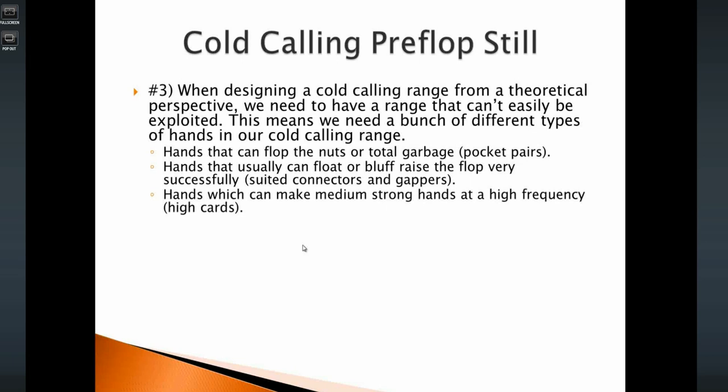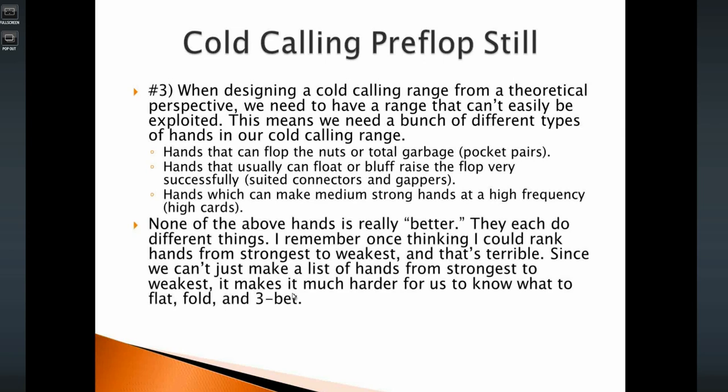If we refuse to play one of these types of hands, there's going to be something overall wrong with our range that allows our opponent to easily exploit us. We need a bunch of hands that can do a bunch of different things. None of the above hands is really better. They each do different things. I remember once thinking I could rank hands from strongest to weakest, and that's terrible. Since we can't just make a list of hands from strongest to weakest, it makes it much harder for us to know what to flat, fold, and 3-bet.